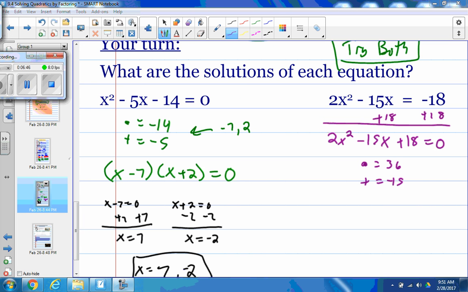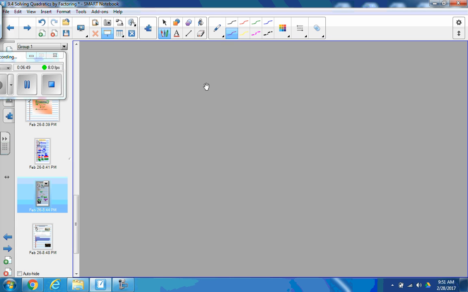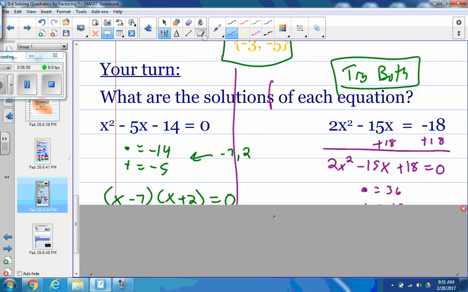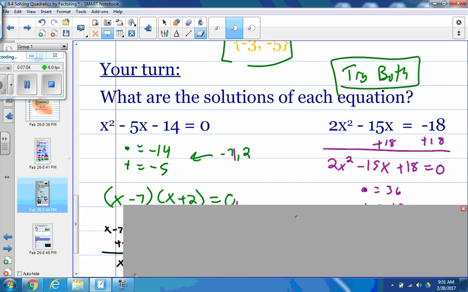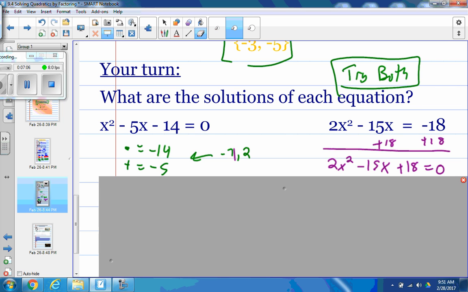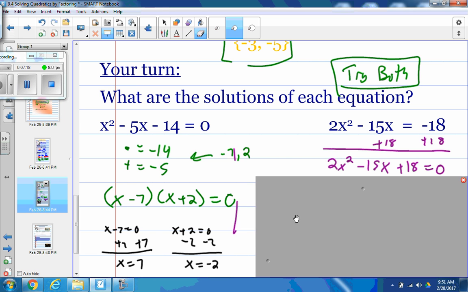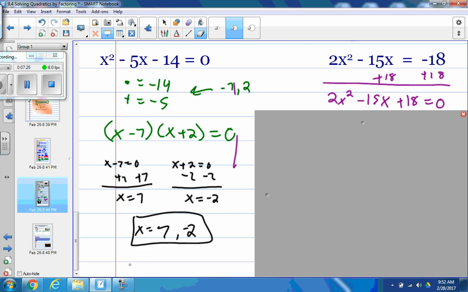Alright, so this first one is actually very simple. I need to find numbers that multiply to equal 14 and add to equal negative 5. Those two numbers are negative 7 and negative 2. So I set up my parentheses. I got x minus 7 times x minus 2 equals 0. And when I go about that, I set each one equal to 0 and solve it. And I got two solutions, 7 and 2.